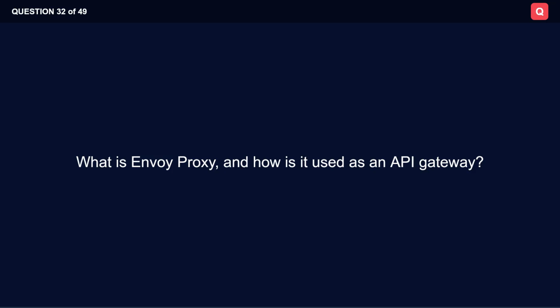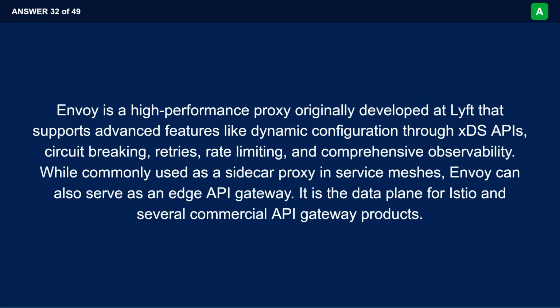What is Envoy proxy, and how is it used as an API gateway? Envoy is a high-performance proxy originally developed at Lyft that supports advanced features like dynamic configuration through xDS APIs, circuit breaking, retries, rate limiting, and comprehensive observability. While commonly used as a sidecar proxy in service meshes, Envoy can also serve as an edge API gateway. It is the data plane for Istio and several commercial API gateway products.